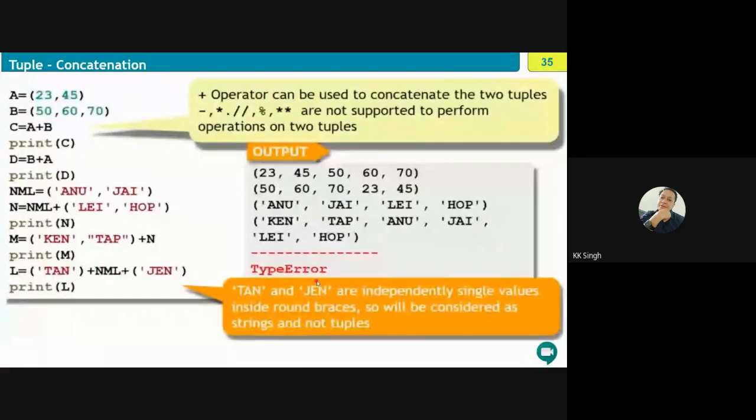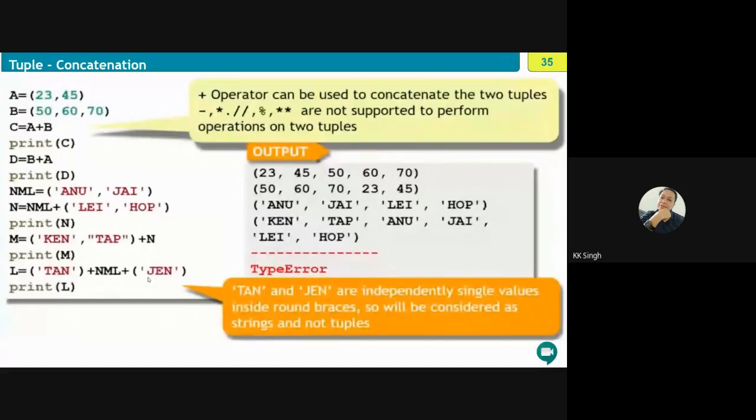Hope this is clear. And the explanation of this is given here. 10 and Zen are independently single values inside round braces, meaning 10 is a string, Zen is also a string. But either 10 or Zen, both are not tuples, cannot be considered as tuples, and that is why it is giving the type error. So they will be considered as strings and not tuples.